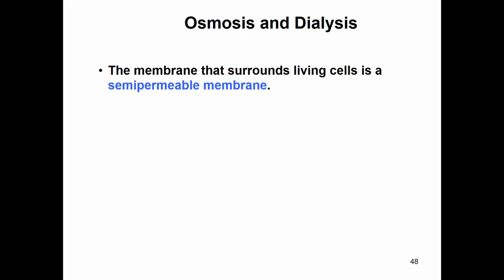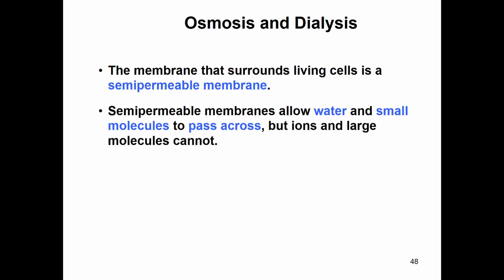Alright, so the membrane that surrounds living cells is called a semi-permeable membrane. Our skin is also an example of a semi-permeable membrane, as well as cellophane. These allow water and small molecules to pass through, but ions and large molecules cannot.